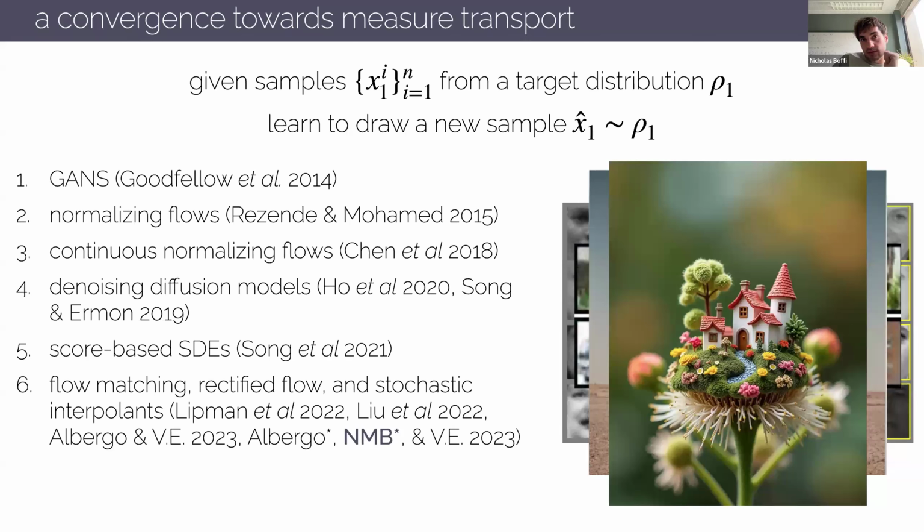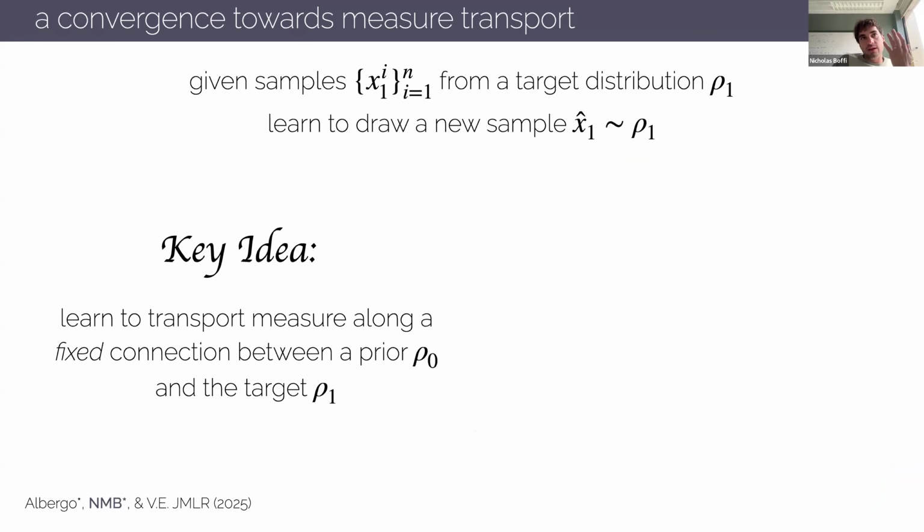And this is the formulation that we're going to use in this talk. And as I said, I'll give a self-contained introduction to it if you're not familiar with it. If you look at this kind of progression here, historically, there's been a convergence on a key idea, which is that if you want to build a generative model, then you should learn to transport measure along a fixed connection between a prior rho 0, like a Gaussian, and the target rho 1.